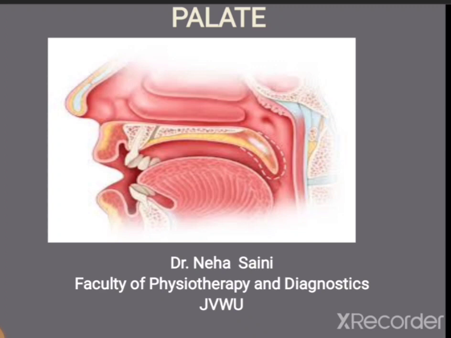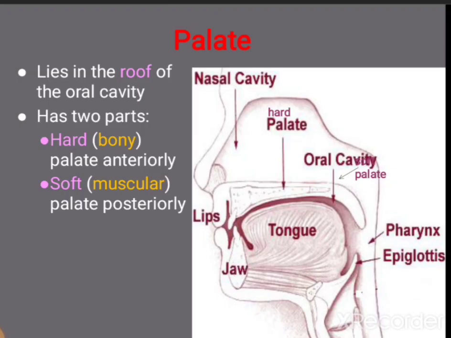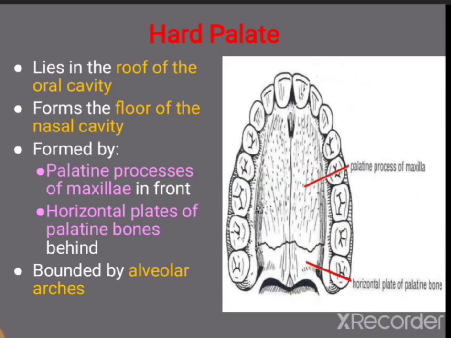Here I am going to tell you about the palate. The palate lies in the roof of the oral cavity and has two parts: the hard palate, which is bony and lies anteriorly, and the soft palate, which is muscular and lies posteriorly.